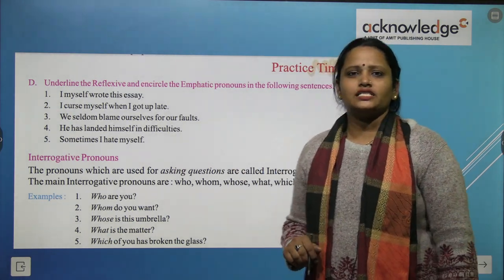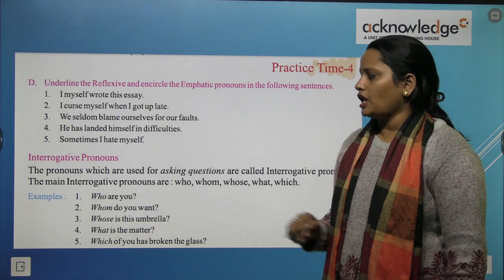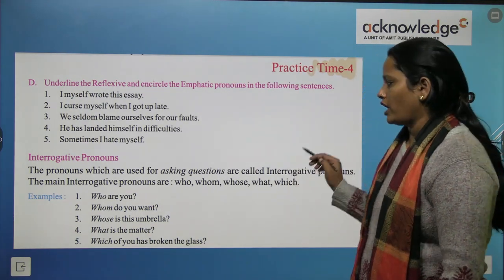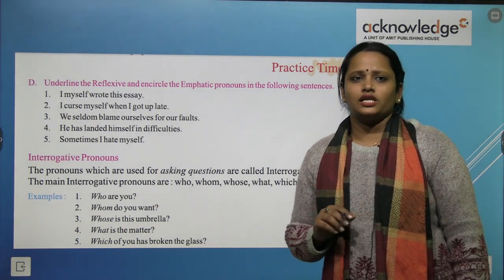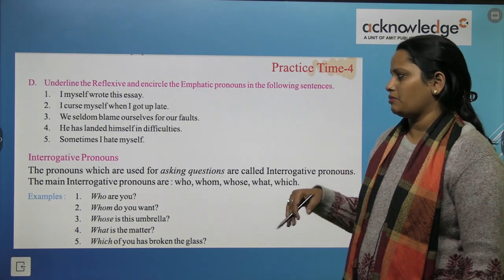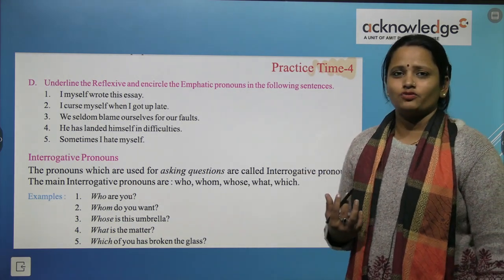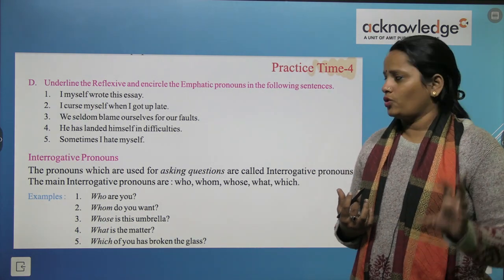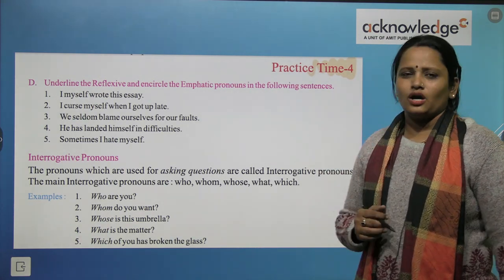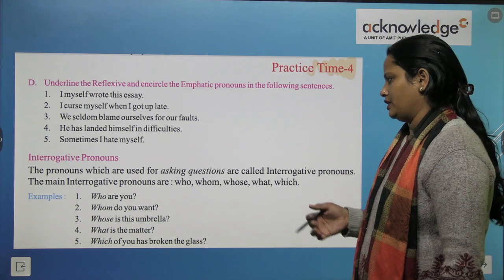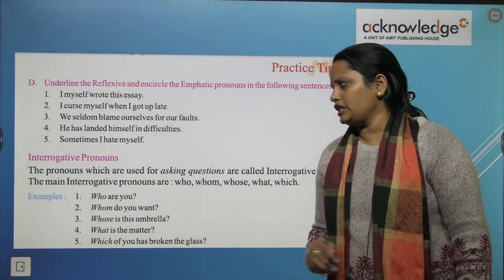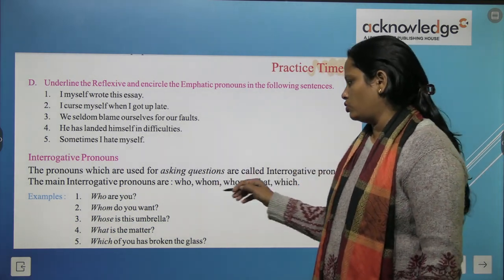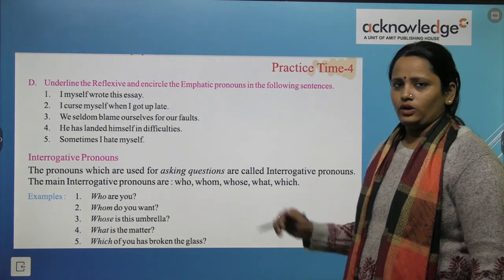Next comes the interrogative pronoun. The pronouns which are used for asking questions. क्वेश्चन पूछने के लिए इन pronoun का यूज किया जाता है. हमने हर बार पढ़ा है, interrogative word का मतलब होता है क्वेश्चन पूछना. So ये ऐसे pronoun हैं जो क्वेश्चन पूछने में हेल्प करते हैं. The main interrogative pronouns are who, whom, whose, what and which.